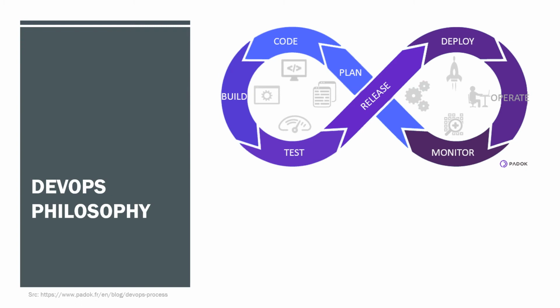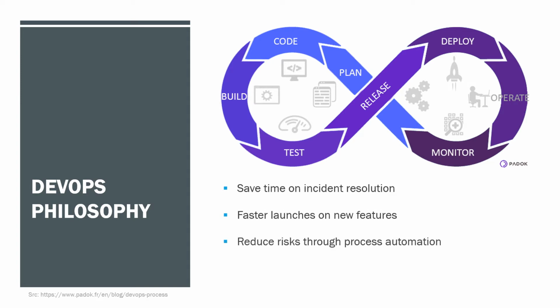DevOps is a philosophy and practice focused on agility, collaboration, and automation within software development. The intent of its methodology is to improve communication between the developers and the IT operations on a project. The DevOps workflow aims to save time on incident resolution, launch new features faster, reduce risks through process automation, and significantly increase the satisfaction of the customer and developers at the same time. DevOps tries to bridge the gap between IT operations and development to help improve communication and vision alignment for more efficient project delivery.